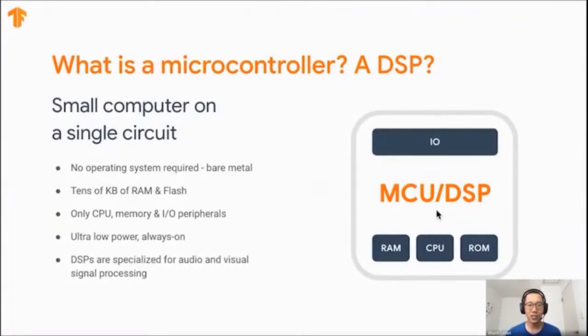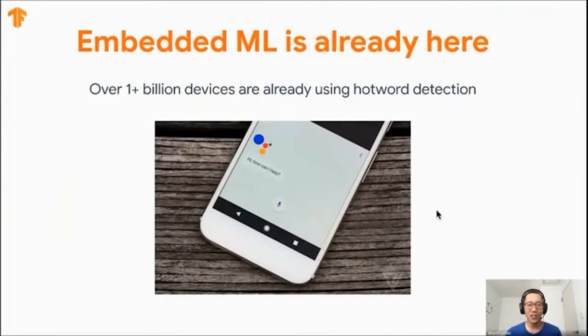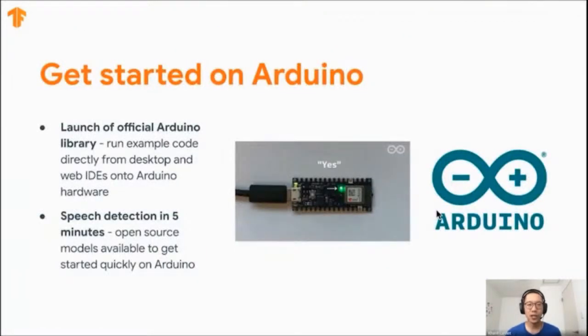And with TensorFlow Lite, it is now possible to run machine learning models on those microcontrollers. You may not realize that embedded machine learning on microcontrollers is already used in devices that you use every day. For example, the hot word detection, the OK Google detection on many smartphones now typically runs on a small DSP, which will then wake up the rest of the phone when it detects hot words. And the easiest way to get started with machine learning on microcontrollers is to use an Arduino device, and you can create your machine learning models using TensorFlow Lite and upload them to your board using the Arduino IDE in less than 5 minutes.